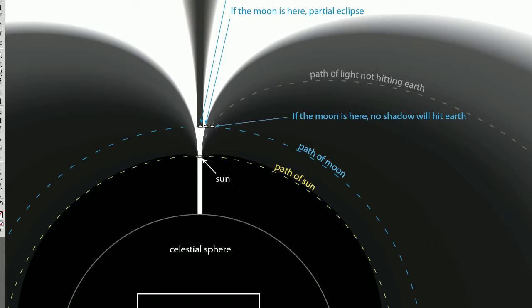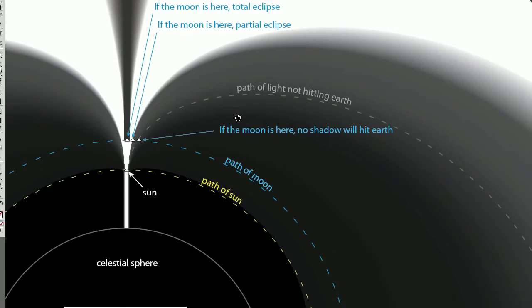And that has to do with the angle of the light and the way the trajectory works, how it curves around like that. So I have 3 different scenarios of the positionings of the moon. If the moon is here, in other words, outside this funnel illumination zone area, no shadow will hit the Earth. If you look at this gray dotted line, that's the path of the light. It's not hitting the Earth, it's simply wrapping around like that.